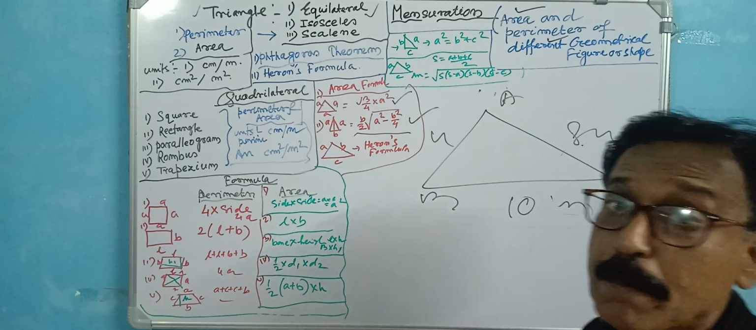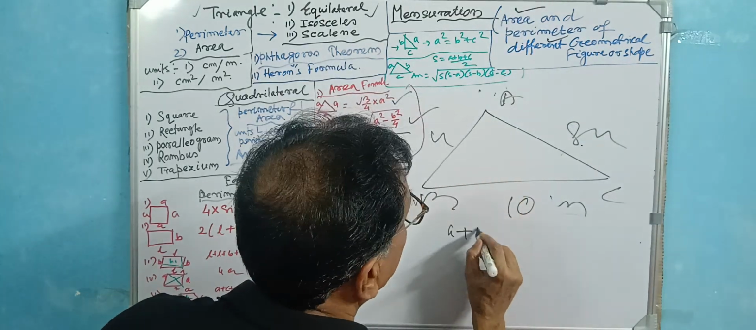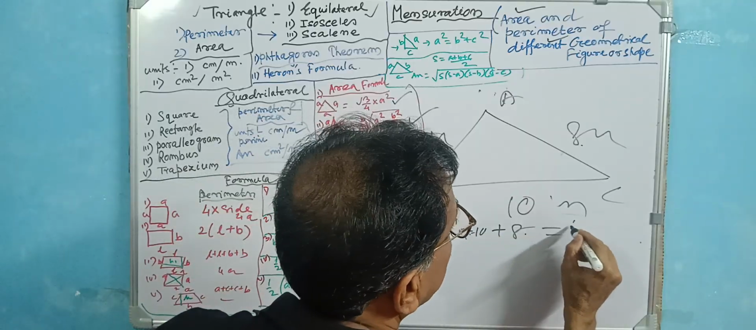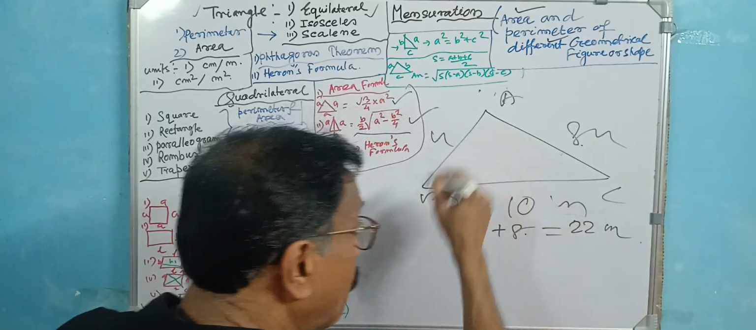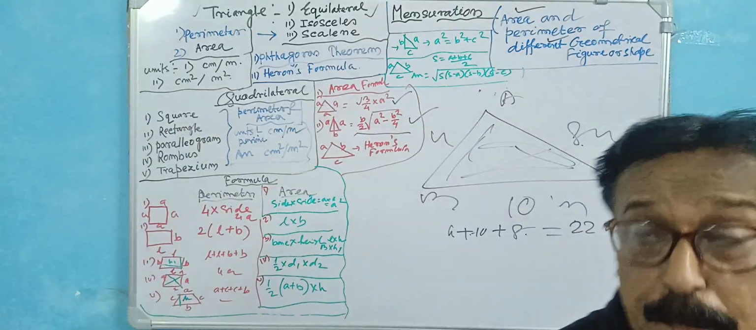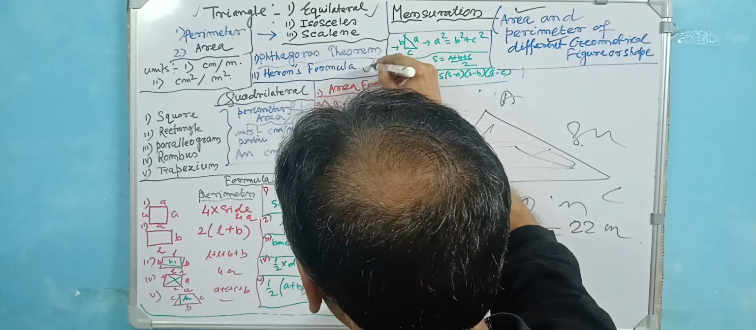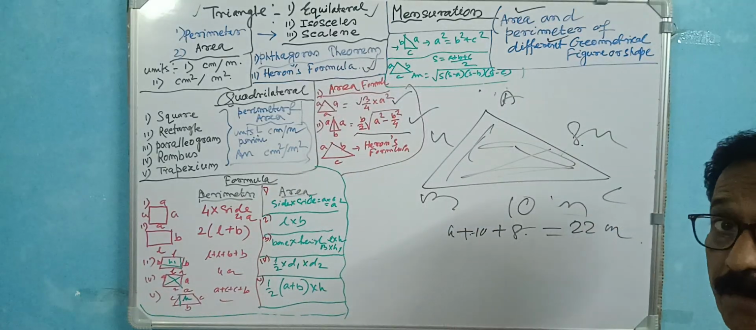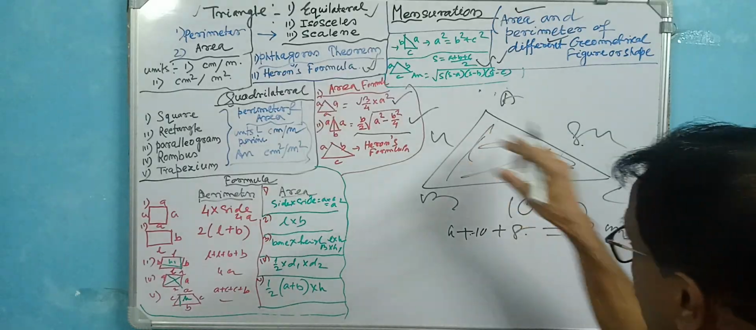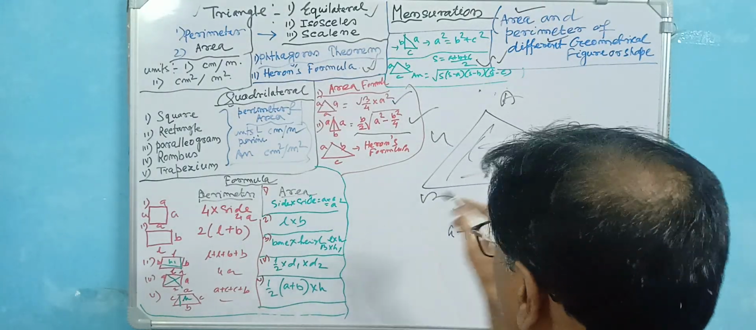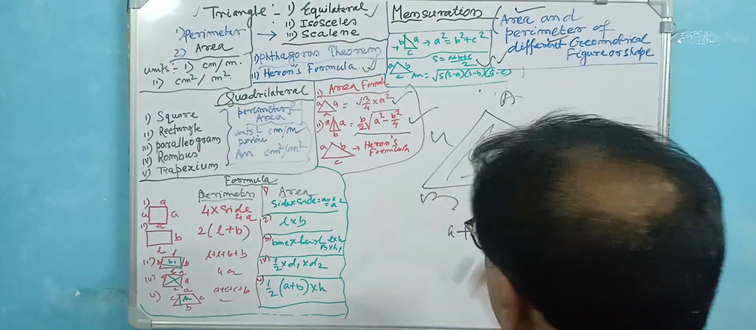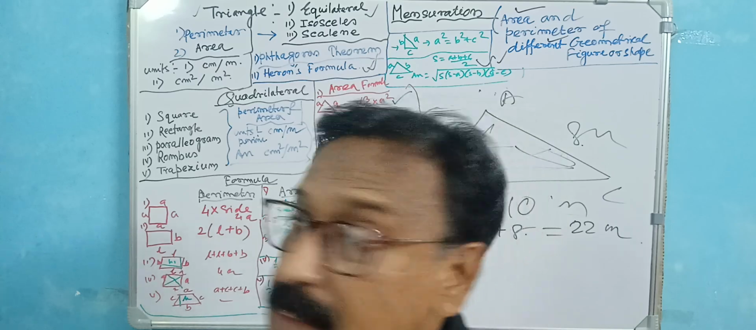So, what is the perimeter? Perimeter is 4 plus 10 plus 8. Okay, 18, 4, 18, 22 centimeter or meter. But what is the area? For this part you apply Heron's formula. Heron is a scientist, Heron's formula. So, this is the formula. Heron's formula you apply to any geometrical figure, any sides. If you know the measurement of the sides, you can calculate from Heron's formula.